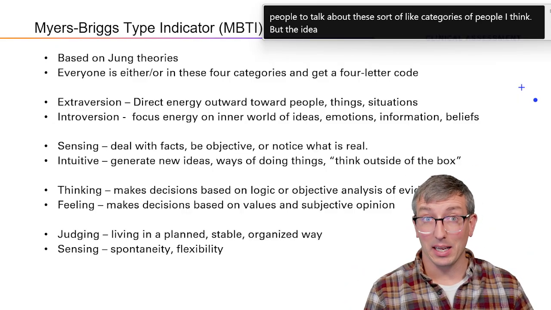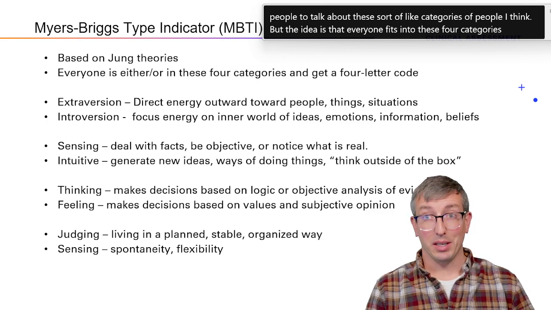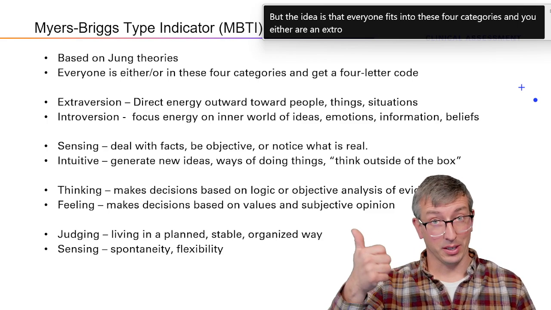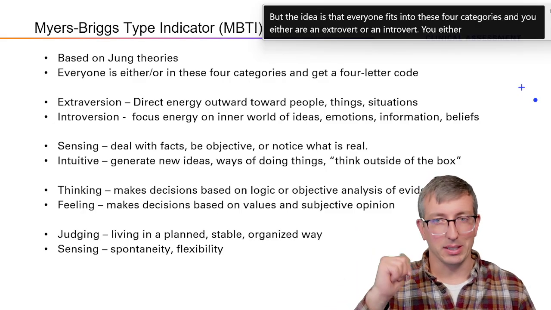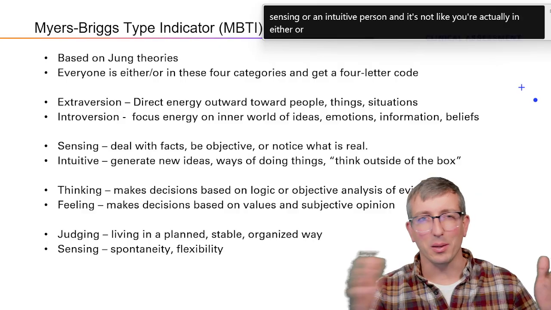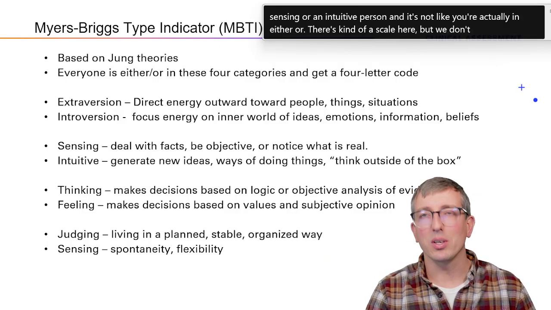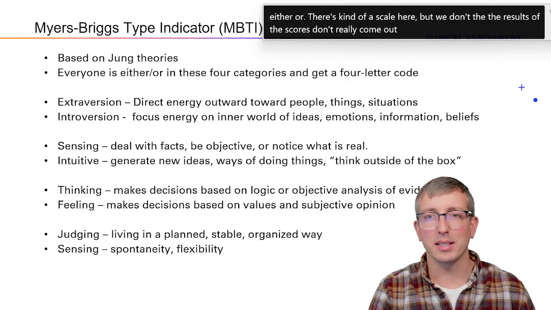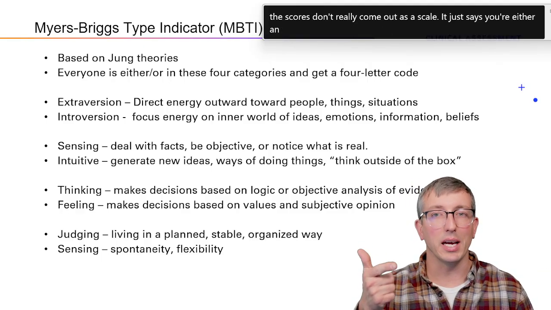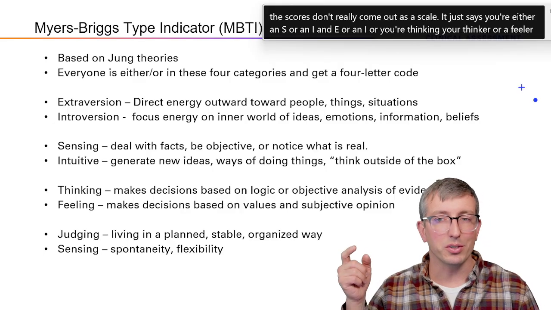But the idea is that everyone fits into these four categories, and you either are an extrovert or an introvert. You either are a sensing or an intuitive person, and it's not like you're actually an either-or. There's kind of a scale here, but the results of the scores don't really come out as a scale. It just says you're either an S or an I, an E or an I, or you're a thinker or a feeler, a judger or a sensor.